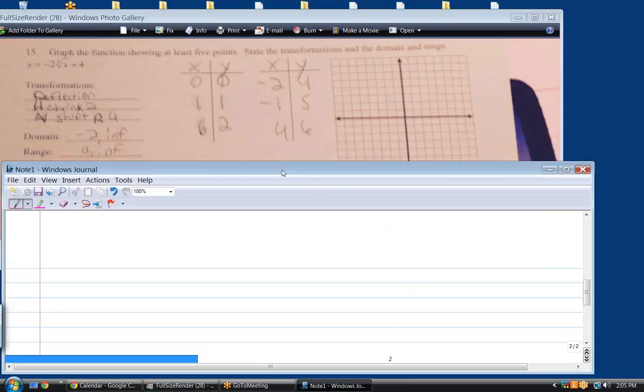All right, let's look at 15. Graph the function showing at least 5 points. Let's look at your two tables here. Looks like you did 6 points. What is y when x is 0? That would be 4. Correct. In other words, 4 goes right there.